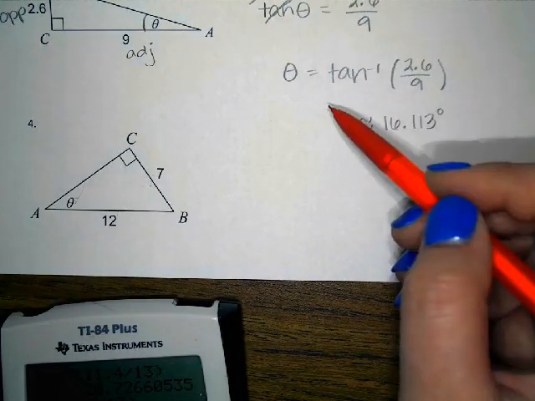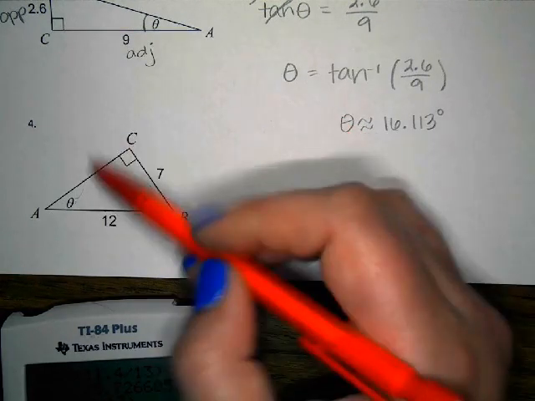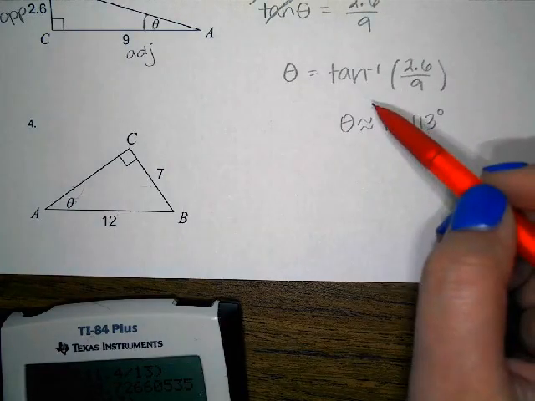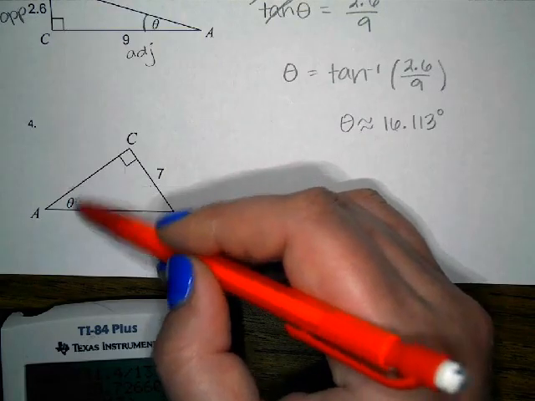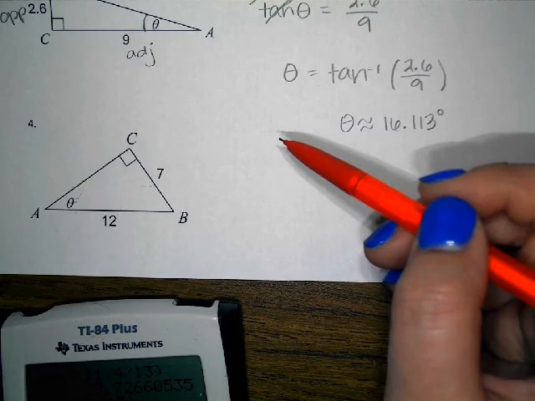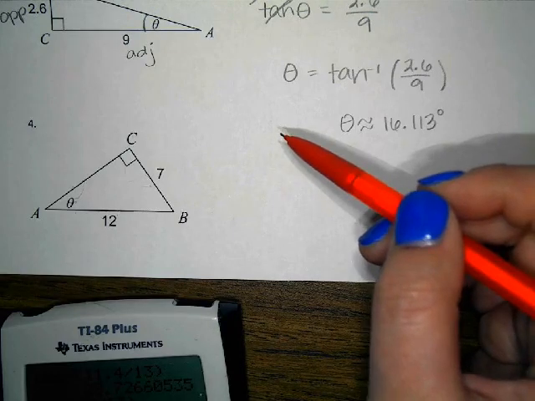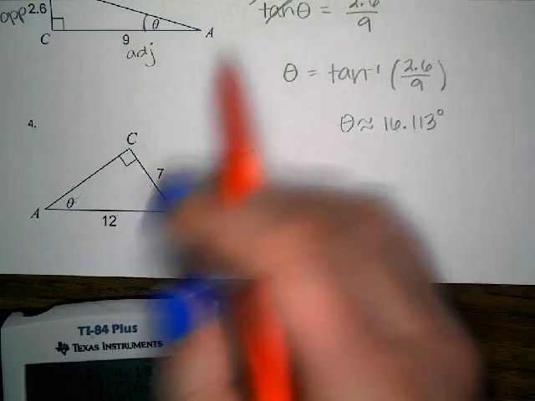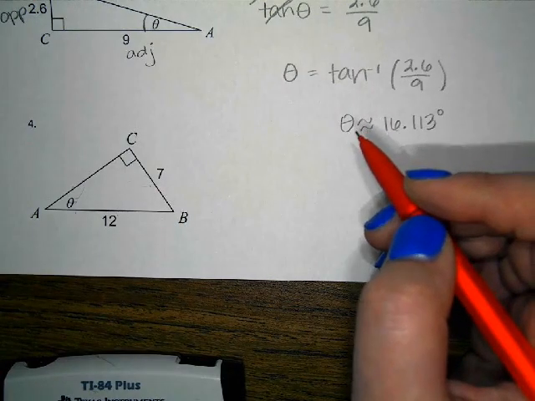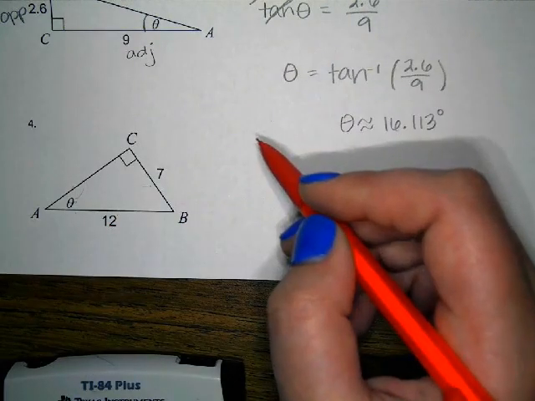So opposite is always the one across, or is adjacent always the one across from? Adjacent touches the theta. The adjacent side and the hypotenuse both touch the theta. So is there ever a situation where instead of theta there's something else? There could be. Sometimes they use X. They can use any letter they want, and it's still the same case.